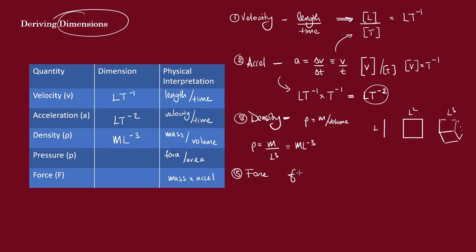So we know that F is equal to ma. Okay. The dimensions of m is mass, so that's going to be M. And a is acceleration, and we got that already. So that's LT raised to minus 2. Okay. So that means the dimensions for force is going to end up being MLT raised to minus 2.